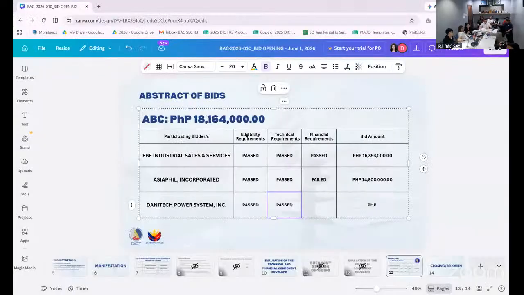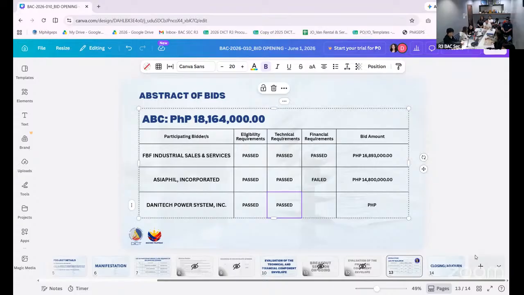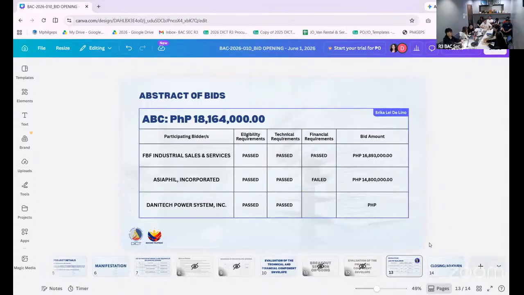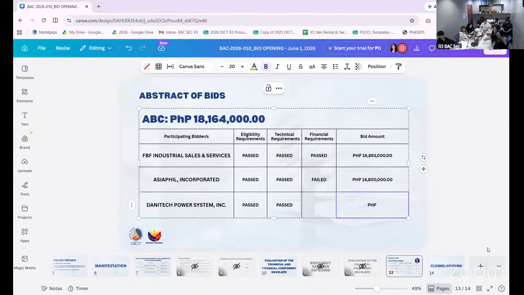So that ends the evaluation of the eligibility and technical documents of Danitech Power Systems. Are there any manifestations from the body? Okay, hearing none, since all items in the checklist are rated as passed, Danitech is eligible for the opening of the financial documents. Let's proceed with the opening of the financial documents, the financial bid, through our system.